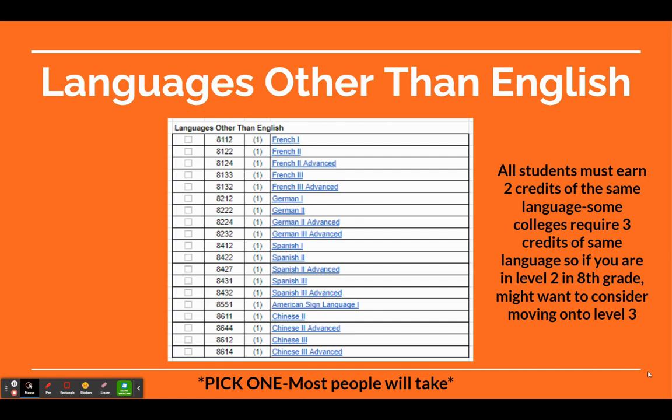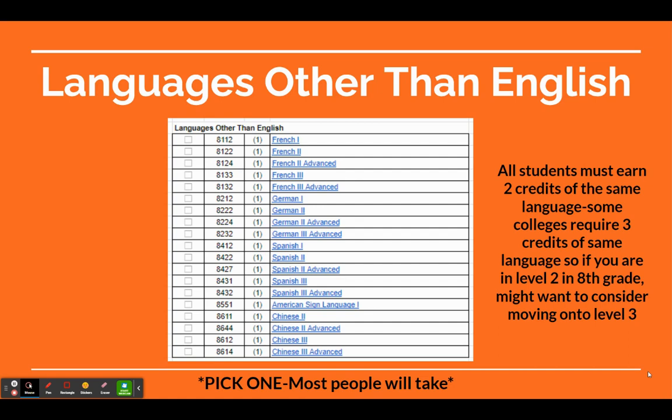Here's the thing. If you're in a language right now and you're looking at this list and you're like, oh, I've been wanting to take that language but I was already committed. You can switch your languages next year. You will need to take 2 years of that language. So let's say right now, if you're in Spanish 1, you can switch to American Sign Language next year if you want, or you could switch to French 1 next year or German 1 next year. That's completely fine.